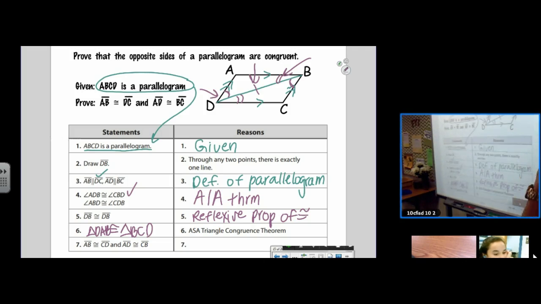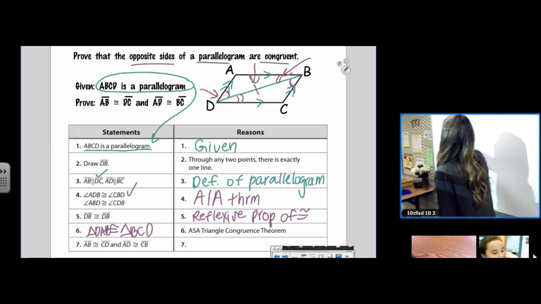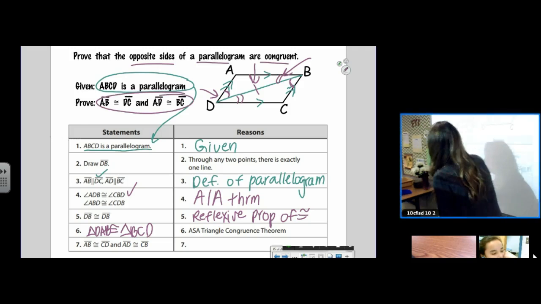All right, finally, we are saying that the opposite sides are congruent. Look at that. We are saying what we wanted to say.